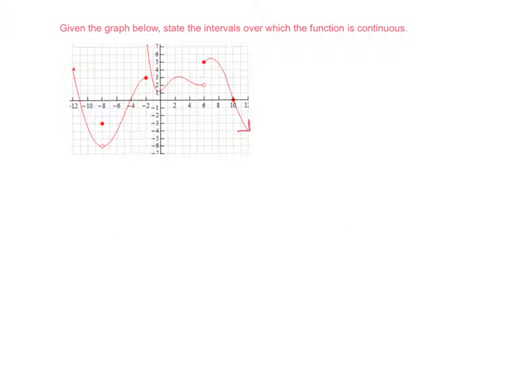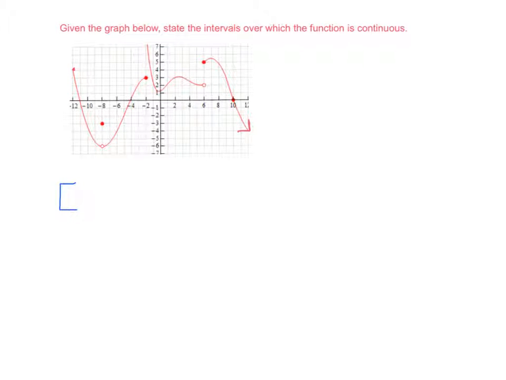Looking at the graph here, they're asking us to state the intervals over which the function is continuous. So take a minute, get that graph copied down in your notebook as best as you can. And then we're going to get started on naming all of the x intervals over which this function is continuous. I want to start over on the left-hand side of the graph, and it looks like it starts there with an endpoint at -12.